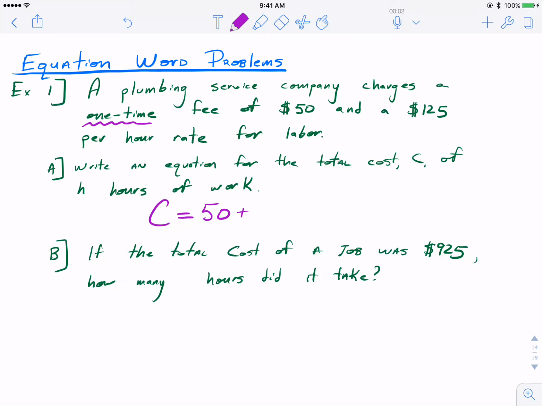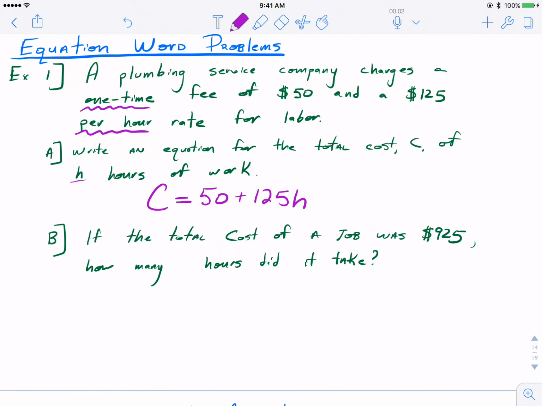The $125 is where we're going to attach our variable, because of this phrase right here, per hour, and it says to use H for hours of work, so we're going to use H there. In other words, if he works 2 hours, it should be $250, which it will be with our expression there, 125H. Why the plus sign in between the two? Because you're adding together to find the total cost. You have to add on that $50. However many hours he works times 125 plus that initial $50 he's getting just for showing up, basically, or just for making the appointment.